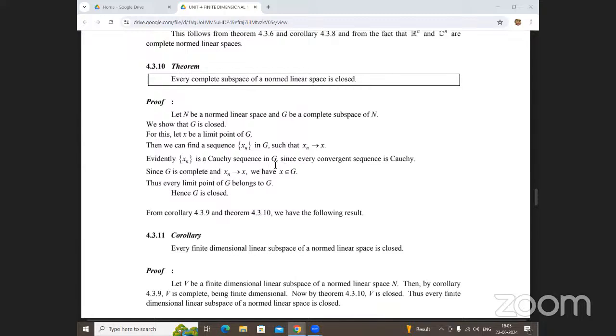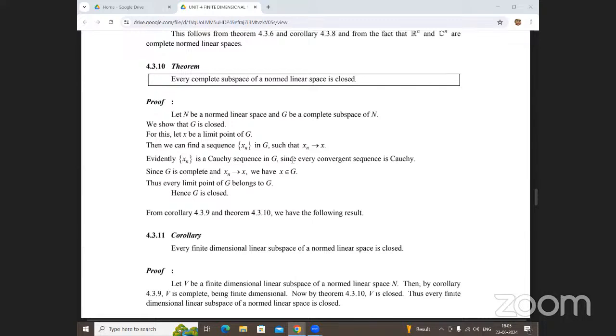Capital G is a complete subspace. When it is a Cauchy sequence represented by the sequence Xn, every convergent sequence is Cauchy. Already we know that a convergent sequence is bounded, but the converse is not true. A bounded sequence is not necessarily convergent, because there are many theorems we will establish, especially in the analysis part or the algebraic part.